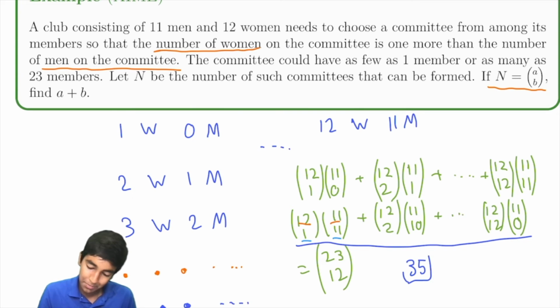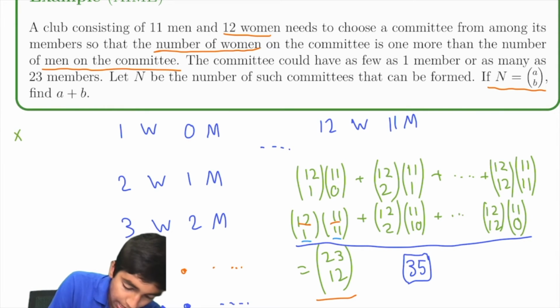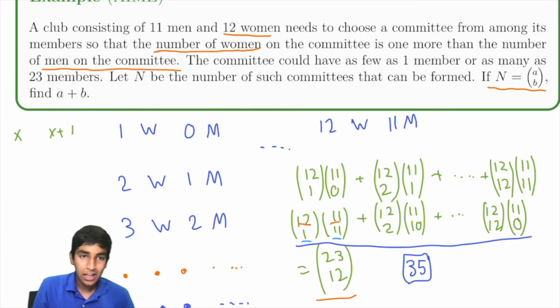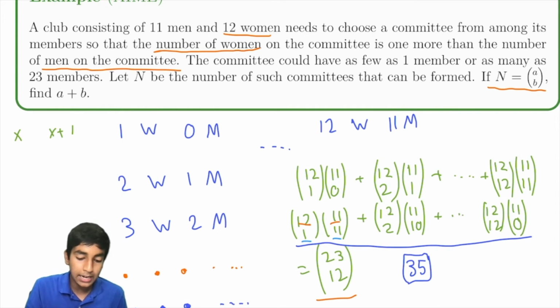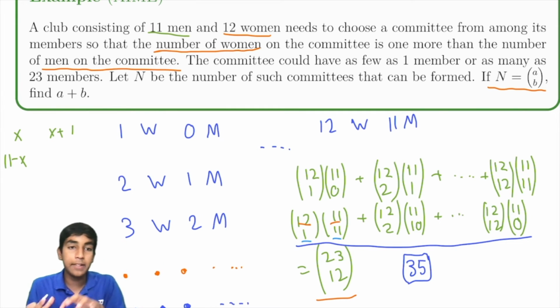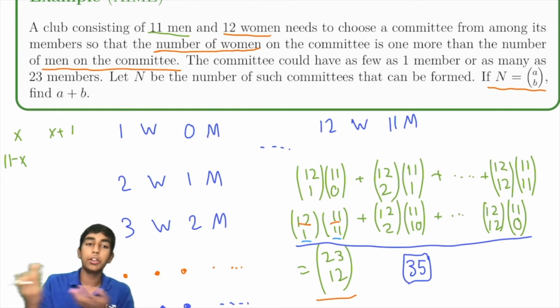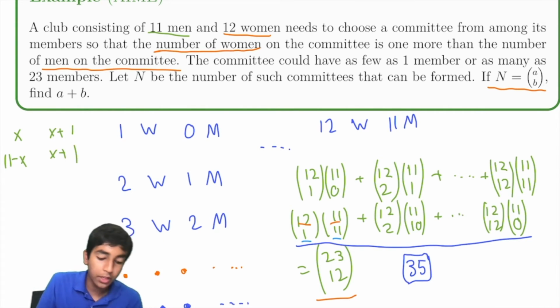Now there's actually an even simpler way. Basically, let's say that we're selecting X men and X plus 1 women. Instead of counting the number of ways to choose X men and choose X plus 1 woman from 12, let's count the number of ways to not choose 11 minus X men, because there's 11 total, so we choose 11 minus X of them not to be in the committee, and the rest just go to the committee. And we just simply choose the X plus 1 woman to be on the committee.